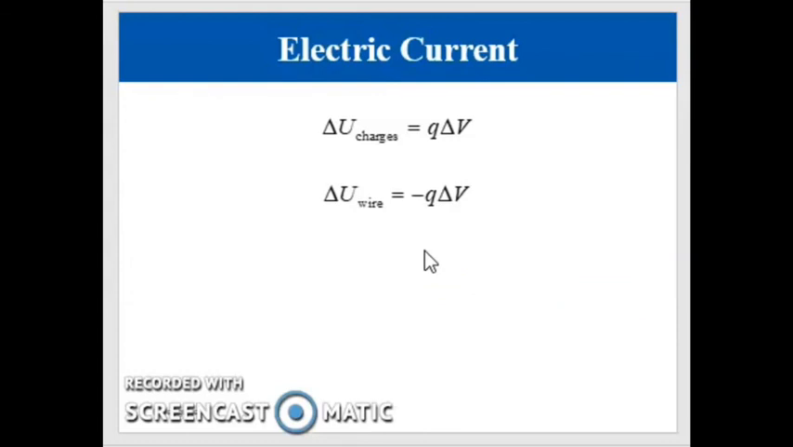If we take Q to be positive, then delta V is negative. So, delta U of charges equals Q delta V is negative, which makes sense because the moving charges lose energy.